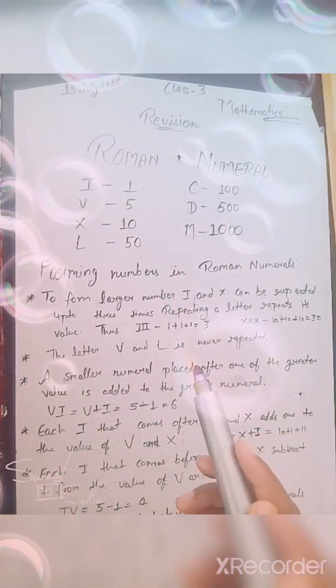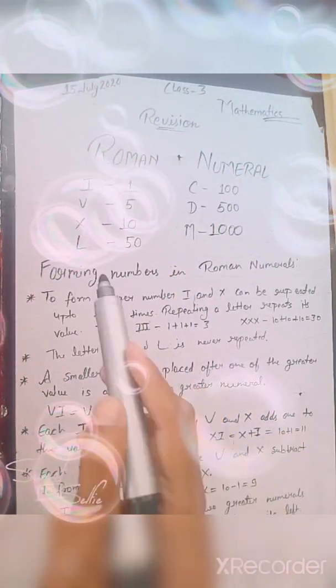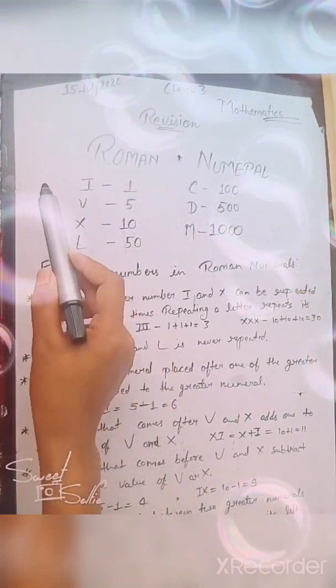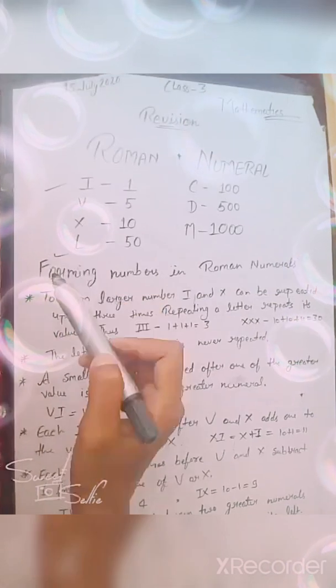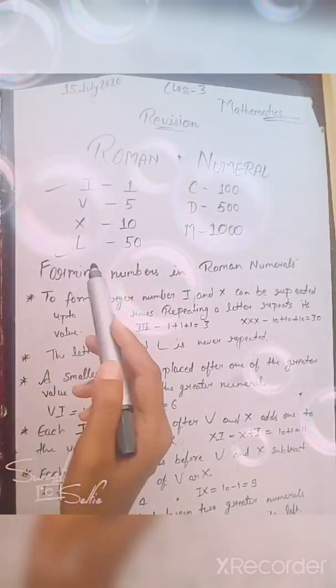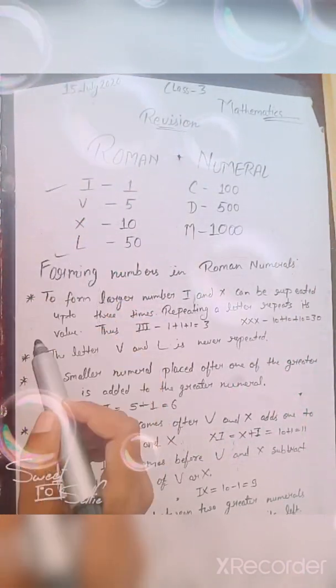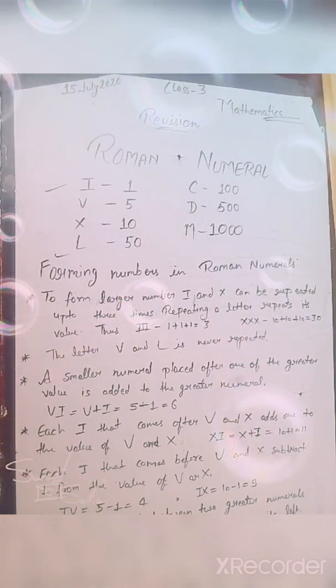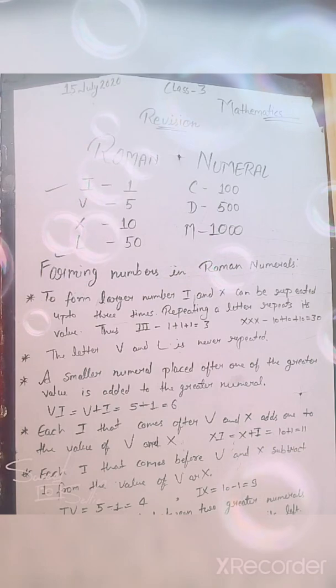So we have to read in this class Roman numerals only I to L. Okay, it means we have to read only up to L. So there are some rules for forming numbers in Roman numerals.